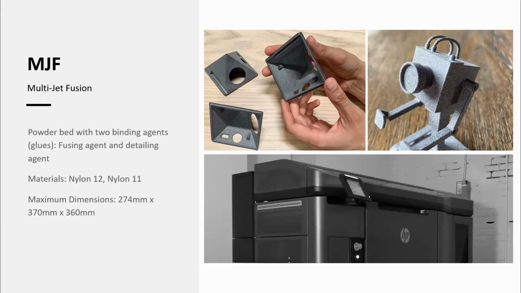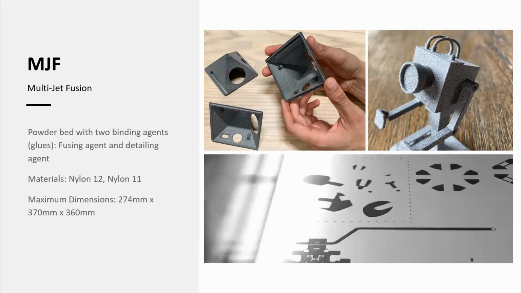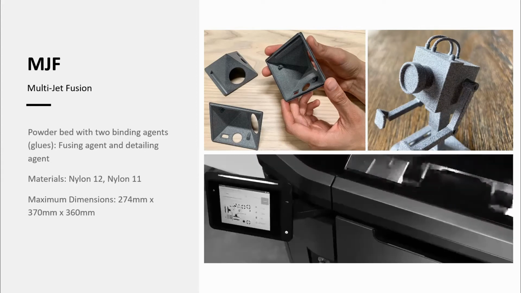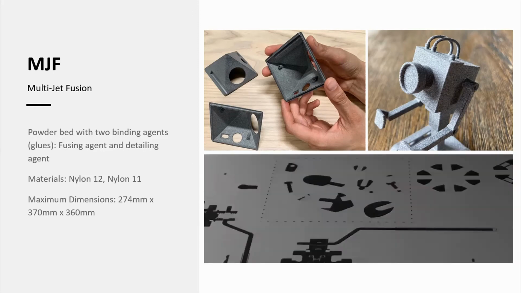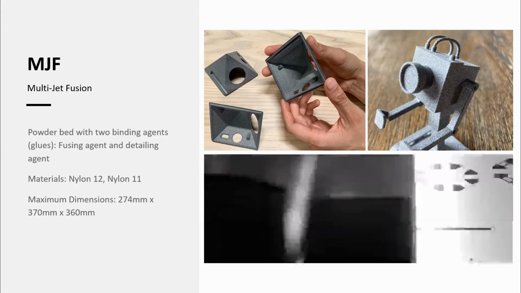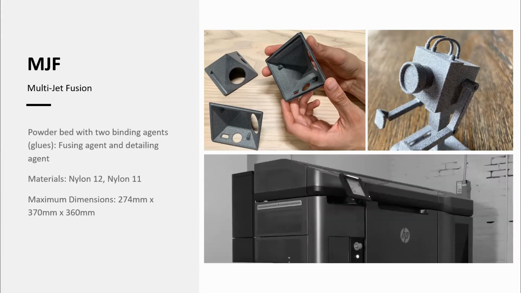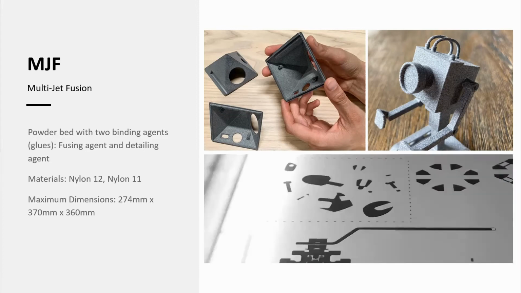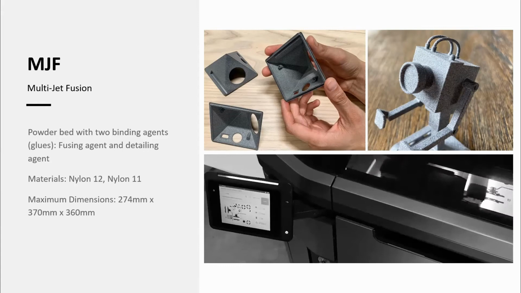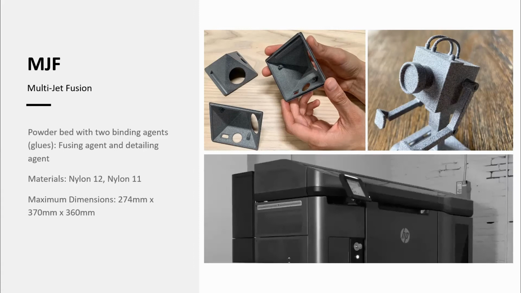Now, the materials available for MJF parts are nylon 12 and nylon 11. Typically, we print most of our parts in nylon 12. However, for some applications that may require more flexible parts or higher impact resistance, we may use nylon 11 instead. MJF doesn't have quite the same build volume that we can achieve with SLS. It can print parts up to 274 by 370 by 360 millimeters.